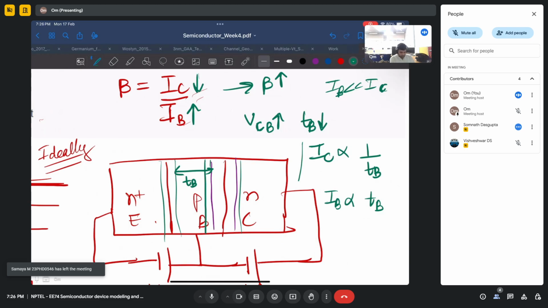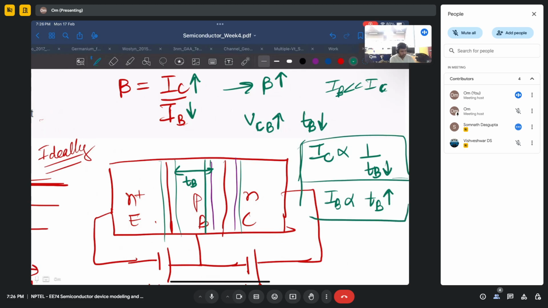Okay, I think I drew it the incorrect way. IC will increase. This is correct, right? TB is decreasing, correct. Yes, sir. Yeah, sorry, it was my mistake. But to understand this, you need to understand where IC comes from.